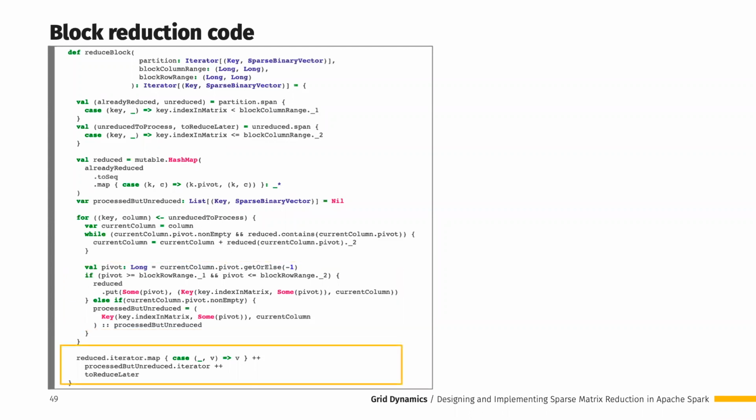And at the end, we just return iterators of reduced, the hash map converted to an iterator, process but unreduced converted to an iterator, and to reduce later.